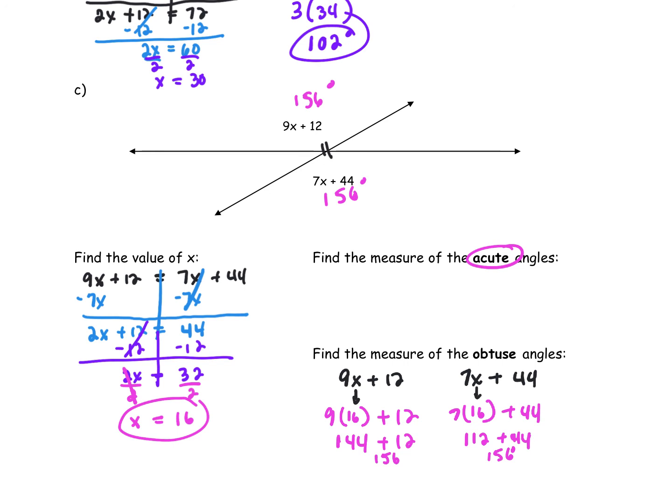And we're going to do that by recalling that these two angles together are on a straight line, which is 180 degrees, so that's a supplementary relationship. We're going to take 180 minus 156, I'm going to borrow, and it's 24. So that means that this angle is 24 degrees, and this angle is also 24 degrees. So the acute angles are 24 degrees.